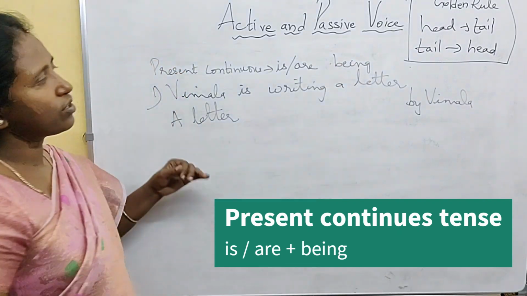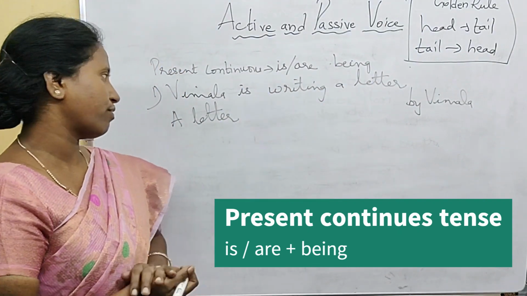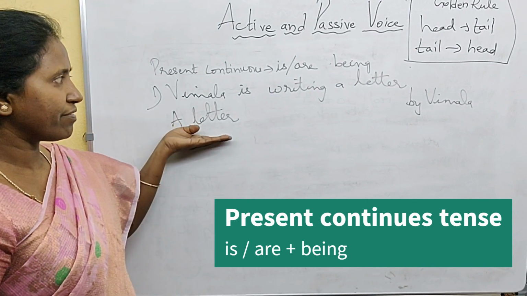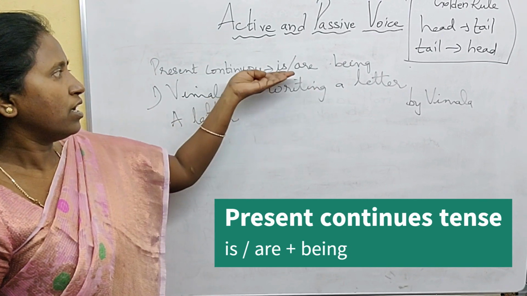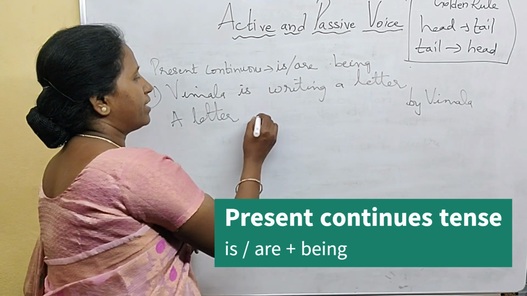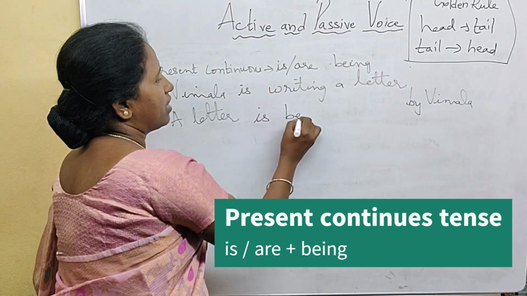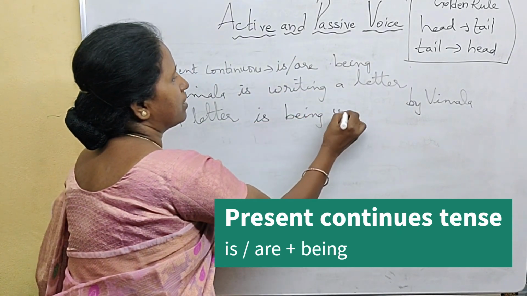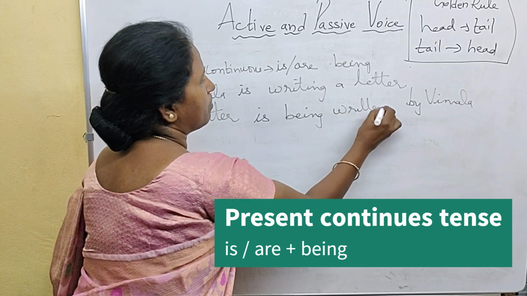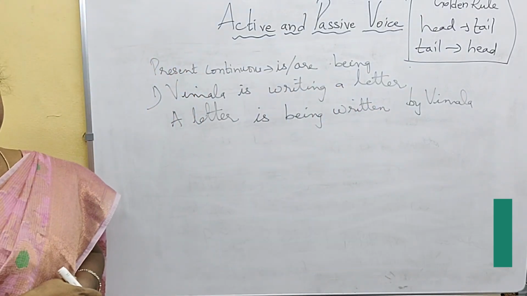Being: you are writing to substitute the ing form. A letter. Now see if letter is singular or plural. Letter is singular. A letter is being written by Vimala.